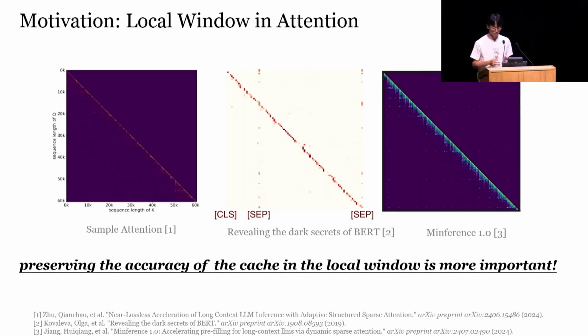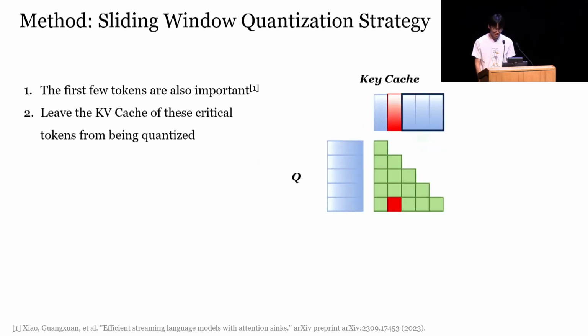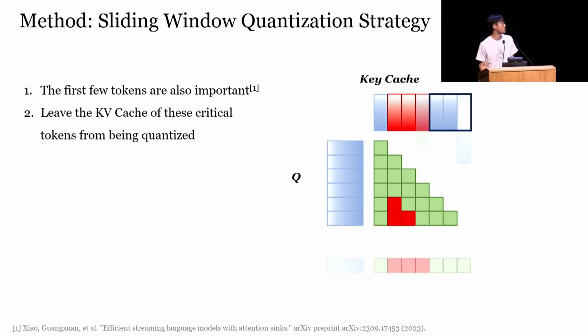One of our motivations comes from the locality nature of the attention module. The locality nature is that the attention module pays more attention to the most recently generated tokens at each time step. As shown in the figure, the most recently generated tokens receive higher attention scores, and we propose a hypothesis that it's more important to preserve the token cache accuracy within the local window. And in addition to the local window, there are other critical tokens, for example, the first few tokens.